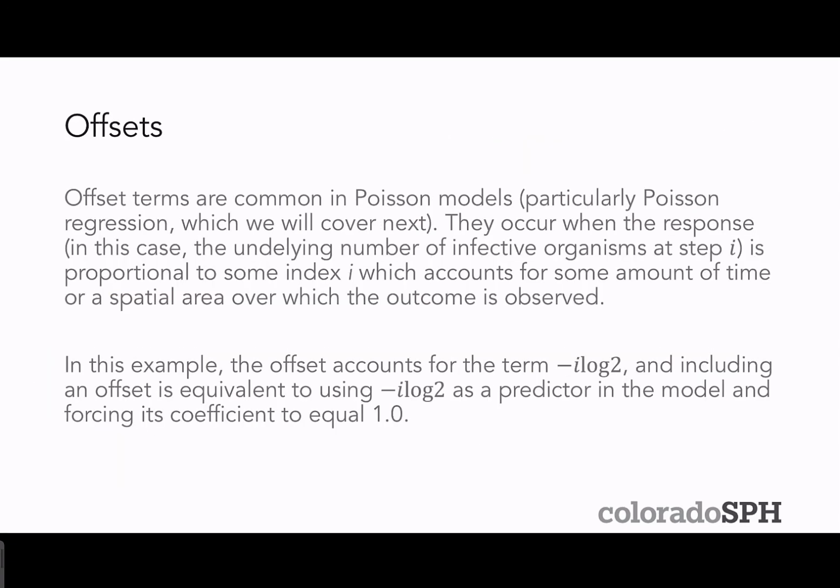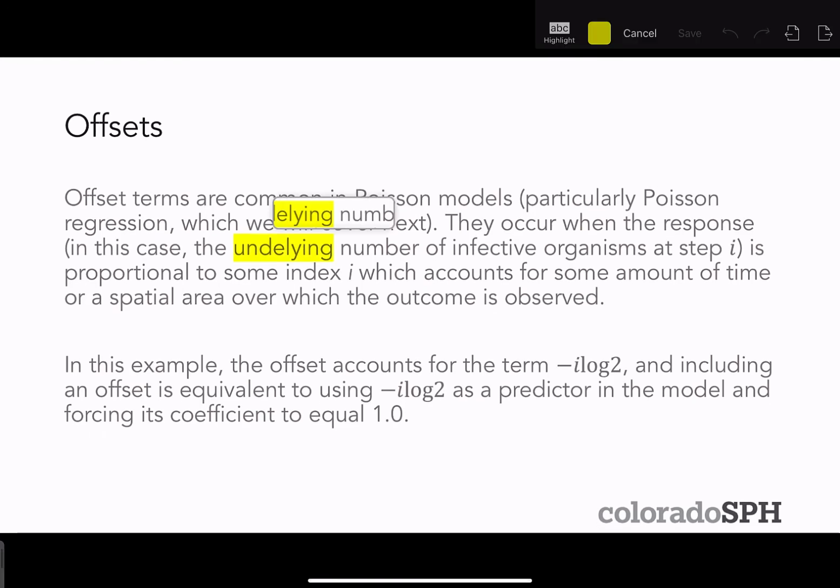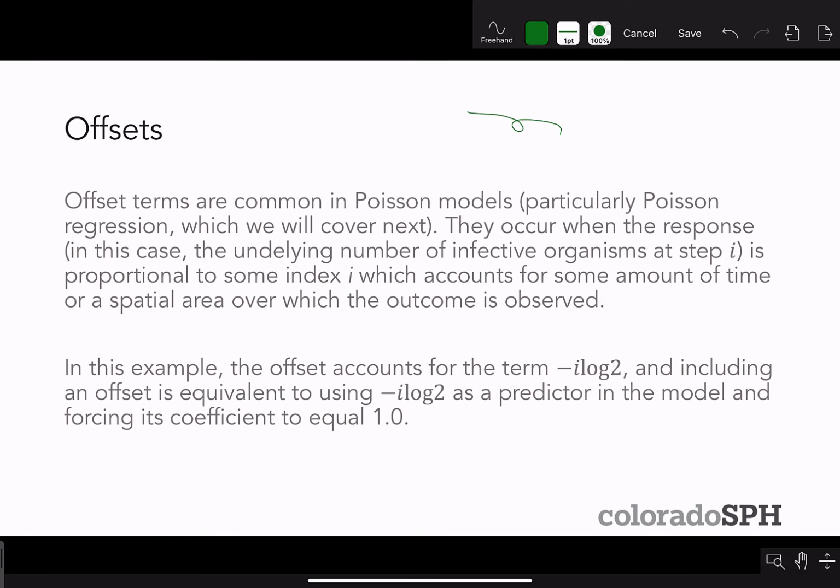So what is this offset thing? Well, offset terms are common in Poisson models, particularly Poisson regression, which we're going to cover in the next couple lectures. And they occur when the response, which in this case is the underlying number of infective organisms at step i, is proportional to some index i, which accounts for some amount of time or a spatial area over which the outcome is observed.